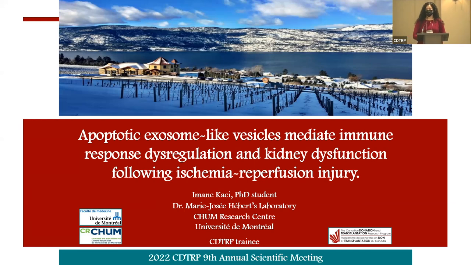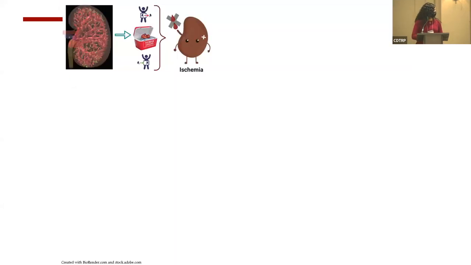Hello everyone, my name is Imane Kaci, and I'll be talking to you about an immunological mechanism causing kidney graft damage independent of donor and recipient compatibility. Kidneys have abundant blood vessels, and during transplantation, there are periods where no blood goes to the kidney. And that's what we call an ischemia.